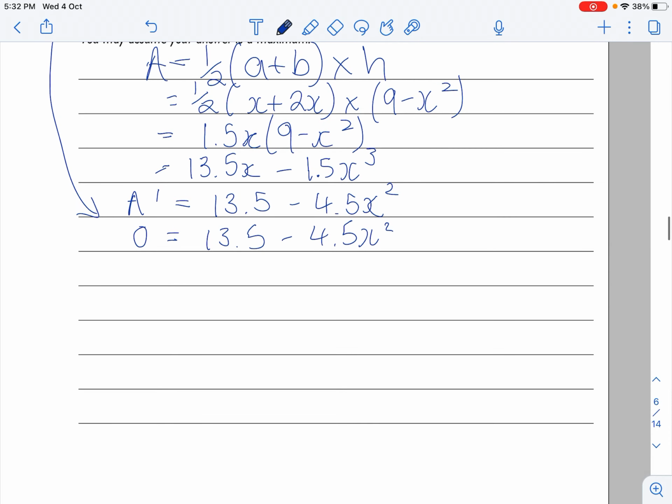So common factor of 4.5. That's going to be 3, because 3 times 4.5 is 13.5, and then we're left with x squared. That 4.5 effectively disappears because we can just divide it through the other side, and that just becomes 0. So we've got 0 equals 3 minus x squared. So x squared equals 3, and so x is the square root of 3.